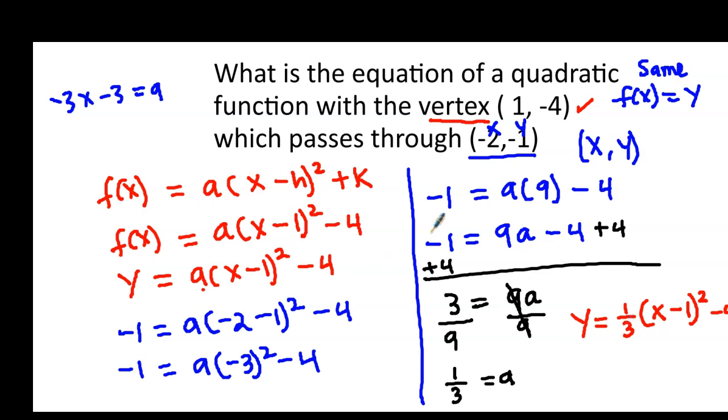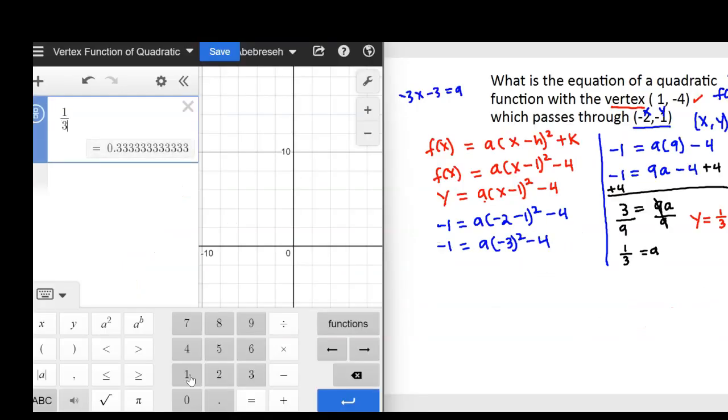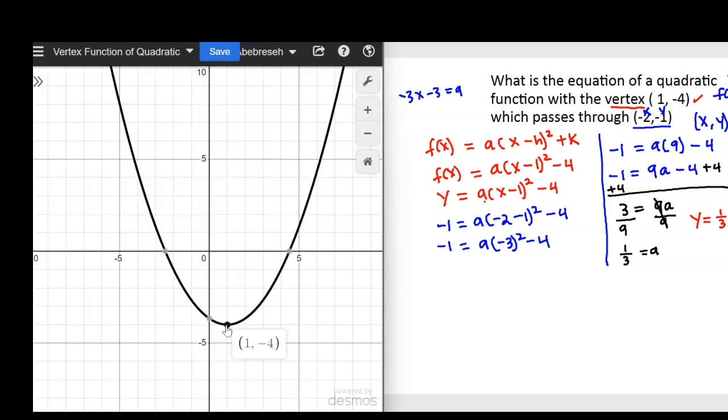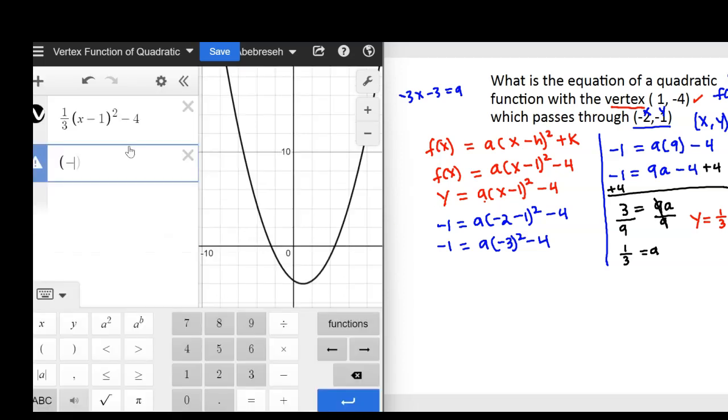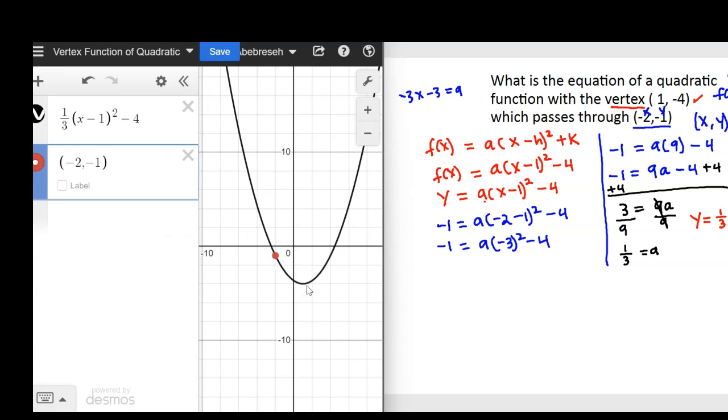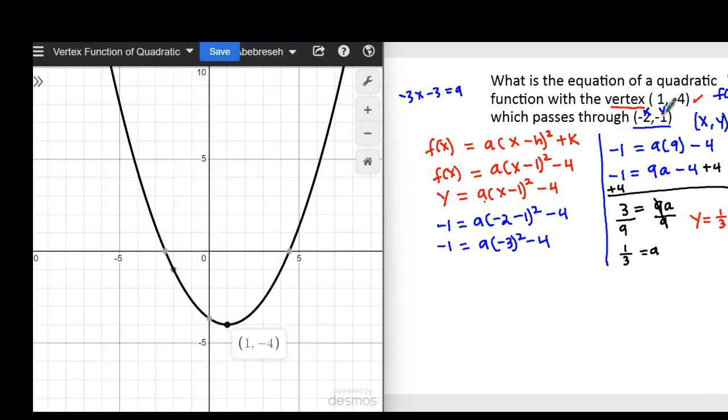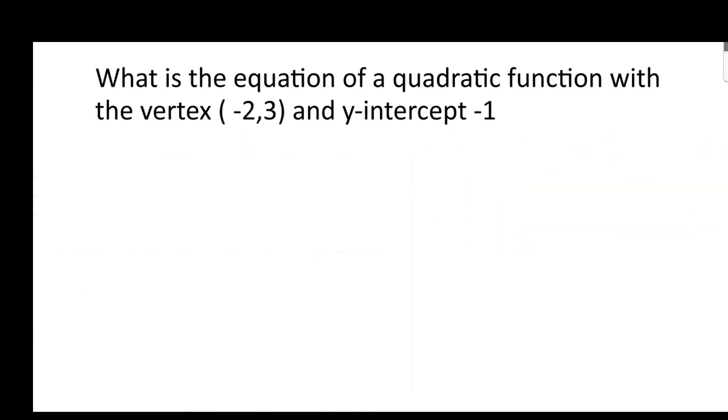And you can also graph it if we want to see it. 1/3 (x minus 1) squared and minus 4. This is the vertex, and then the point that we got, -2, -1, right there. So you see that that point is right there, and the vertex that they gave us, so it contains all the information that we're given. All right, so let's do the last one for you to get a little understanding.